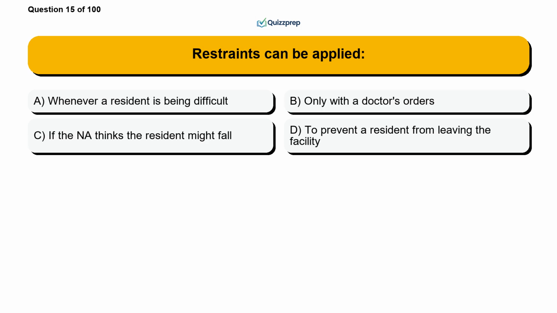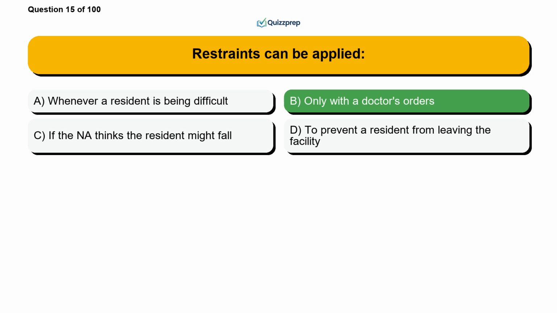Question 15. Restraints can be applied: Option A, whenever a resident is being difficult. Option B, only with a doctor's orders. Option C, if the NA thinks the resident might fall. Option D, to prevent a resident from leaving the facility. The correct answer is option B, only with a doctor's orders.